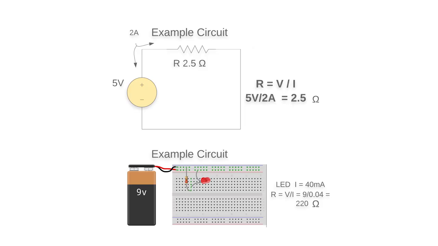Let us take an example of an electric circuit with a DC voltage source of 5 volts, and if we need 2 amps of current, then what could be the resistance to be inserted? So 5 volts divided by 2 amps is equal to 2.5 ohms. In this, voltage is in volts, current in amps and resistance in ohms. So this example explains how easily we can calculate the resistance value.